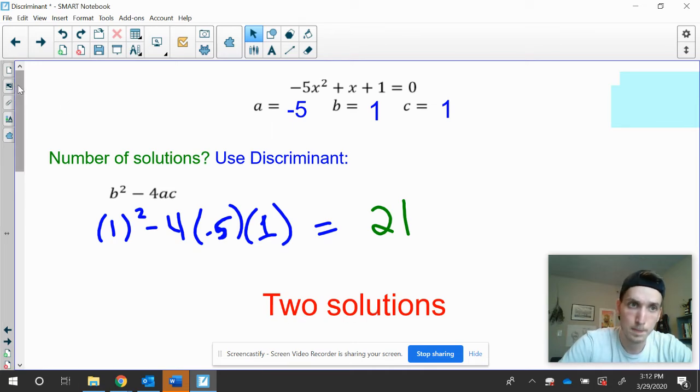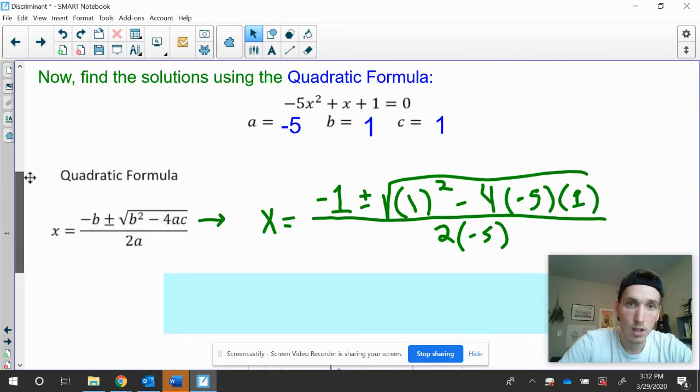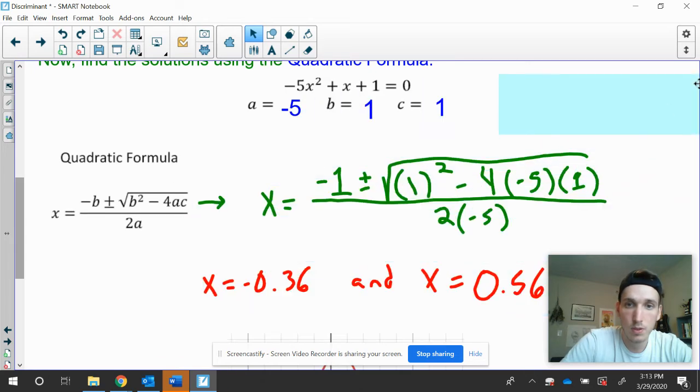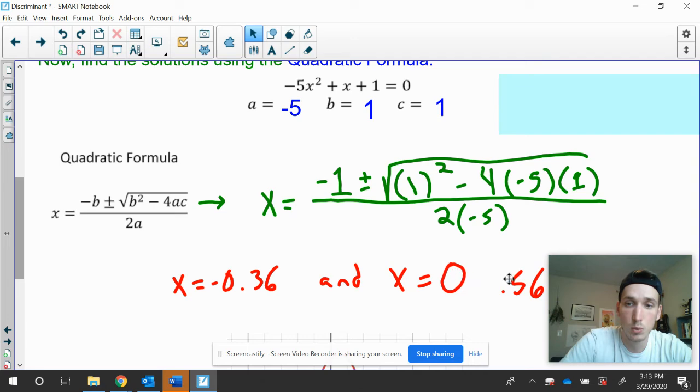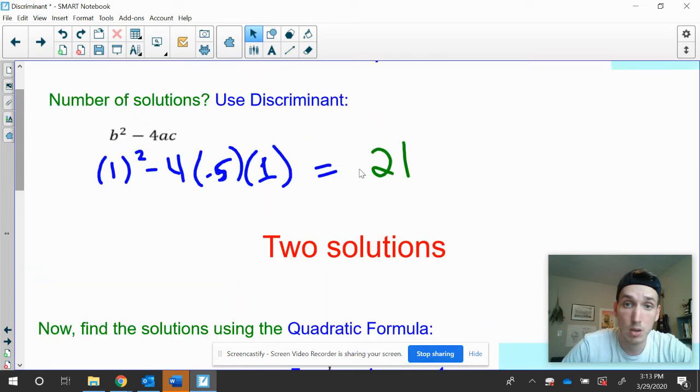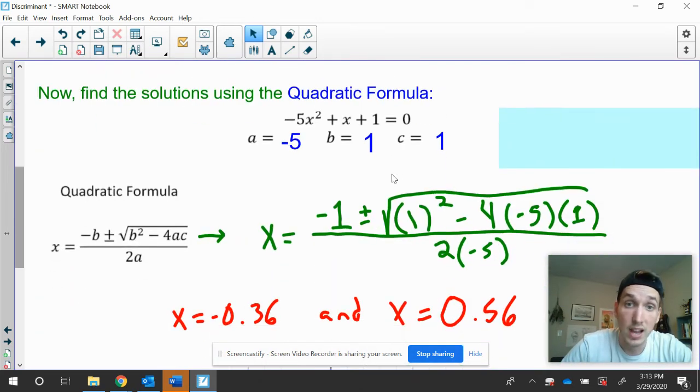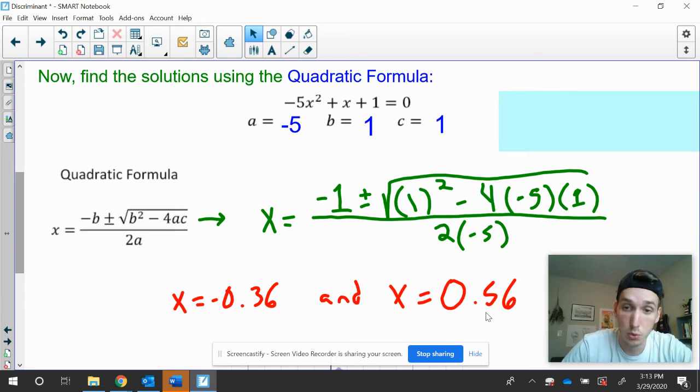Let me show you this one worked out. Again, A is negative 5, B is 1, C is 1. Plug everything in. Negative B plus or minus the square root of B squared minus 4AC all over 2A. When you calculate this guy out, you get 2 solutions. You get x equals negative 0.36, and x equals 0.56. So just like we thought we were going to get 2 solutions based on our discriminant, this confirms that, hey, we are right. With that positive discriminant, we are going to get 2 solutions, right?